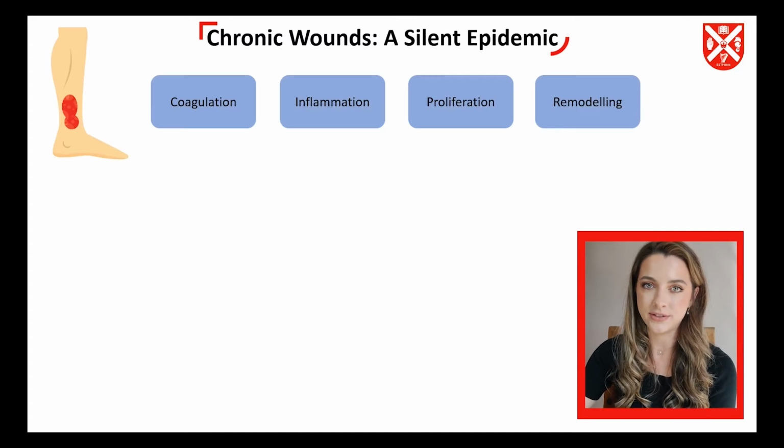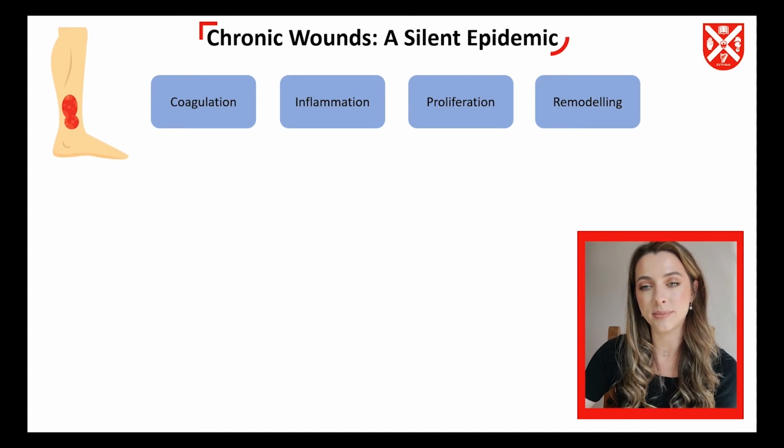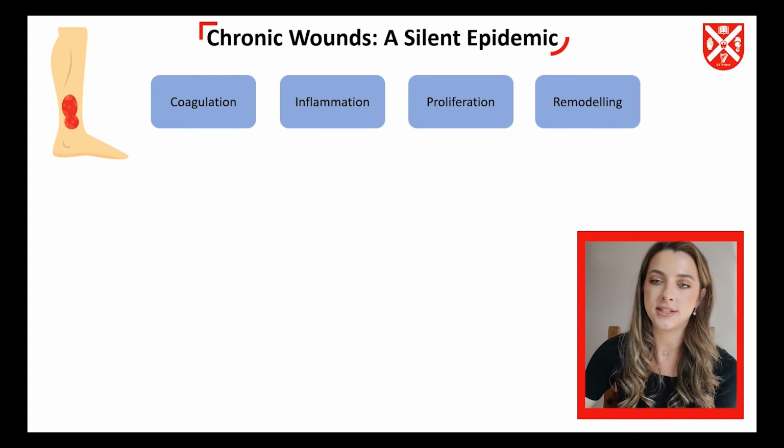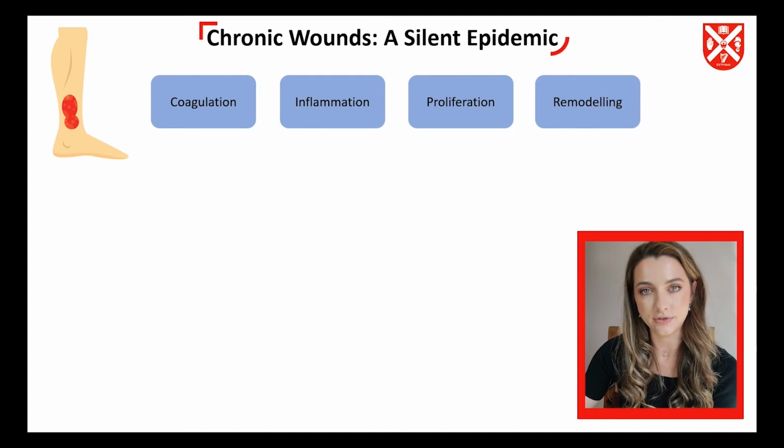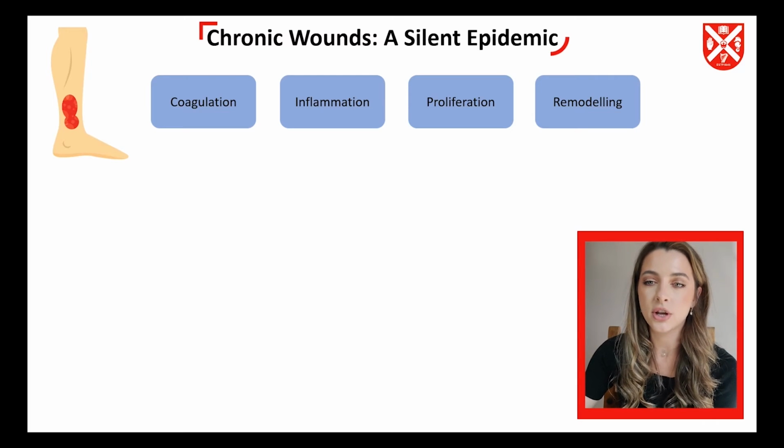So wound healing is a very complex process, but it can be divided into four main stages, these being coagulation, inflammation, proliferation, and finally remodeling with the formation of scar tissue. In normal wound healing, we would see an elegant progression through these four stages in a timely manner, usually within 3 months, and this would lead to full restoration of the skin.